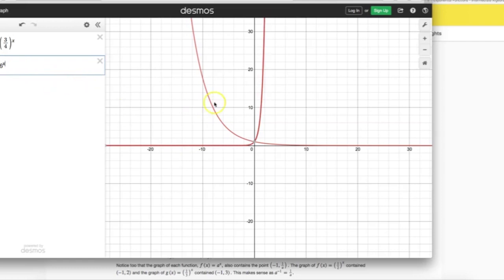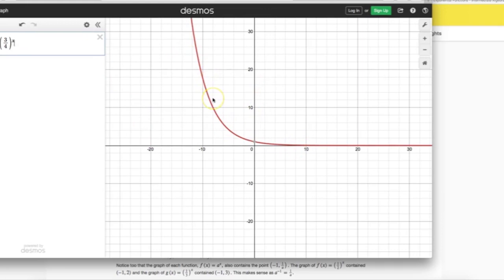Okay, and you can see they're different shapes, right? The one with the 6 is steeper. We'll talk about why in a moment. But we can see the general idea is similar. They shoot upward, either shoot upward on the right, like when it was 6 as the base, or shoot upward on the left, like when the base is 3/4.